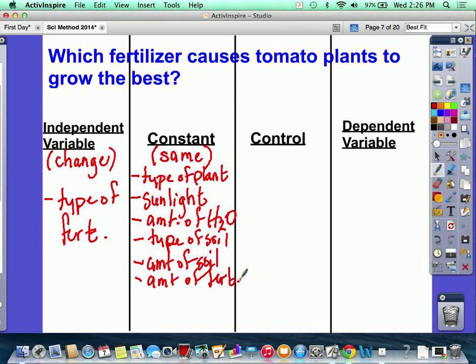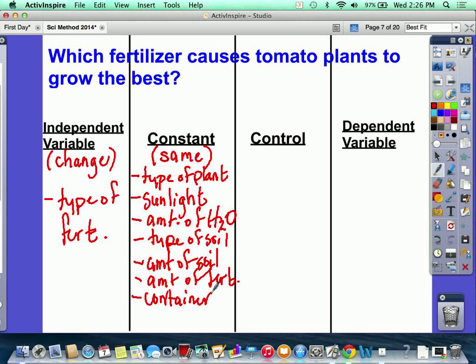Anything else? I can think of two other things. What about the container that we put it in? Does that matter? Yes. It does. Why do you think that matters, the container, Hudson? The amount of room. Room for the roots to grow, right? So the container would need to stay the same. You want to use the same type of container or same size container. What else?